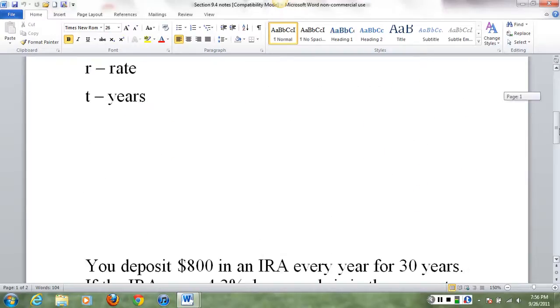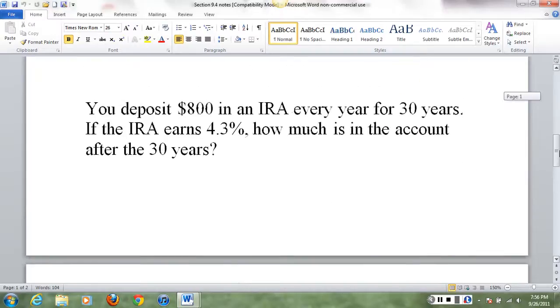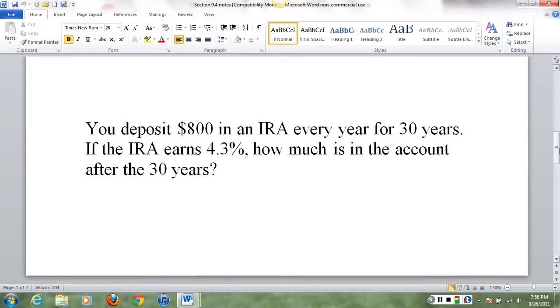For example, you deposit $800 in an IRA every year for 30 years. If the IRA earns 4.3%, how much is in the account after 30 years? This is a typical question. So we're finding future value. That's the term for what we're looking at here.